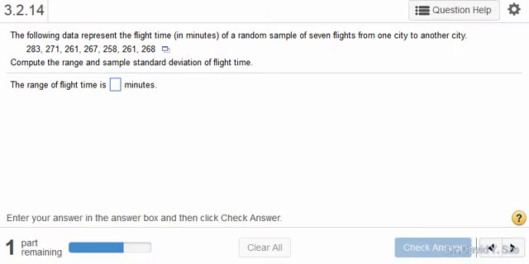This is a solution to problem 3.2.14. It is similar to exercise 8 in homework 1. In this problem, we're given a random sample of 7 flight times. We're not going to study random sampling in this course.